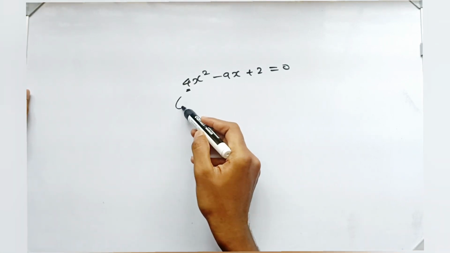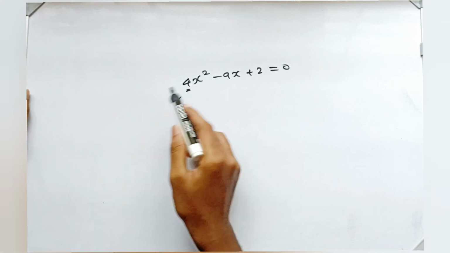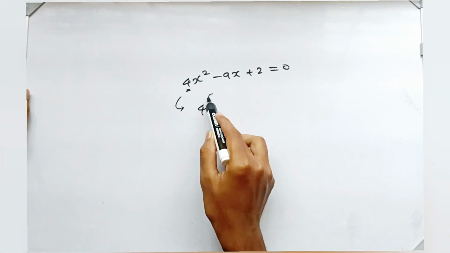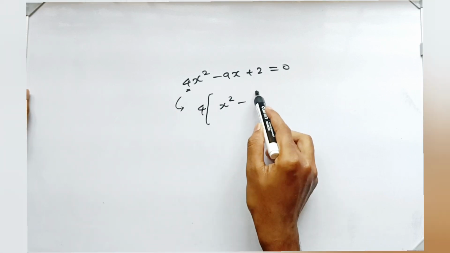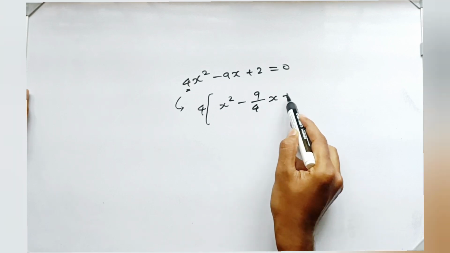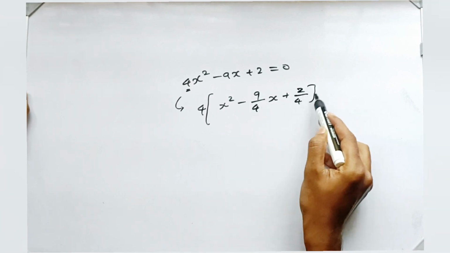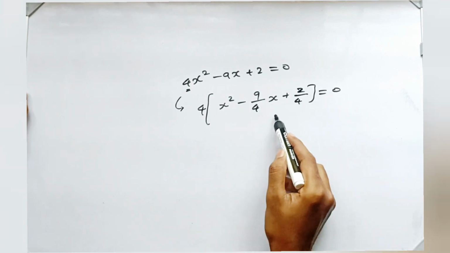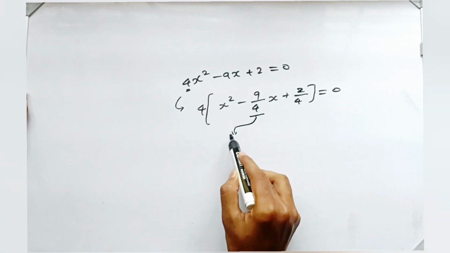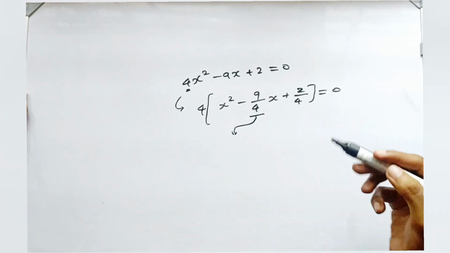So in these cases, what we have to do is take a common factor, like I'm taking 4 as a common. It is x square minus 9 by 4 x, and it will become 2 by 4, that is equal to 0. And from this we have to consider the same process. We have to repeat the same process which we have done previously.